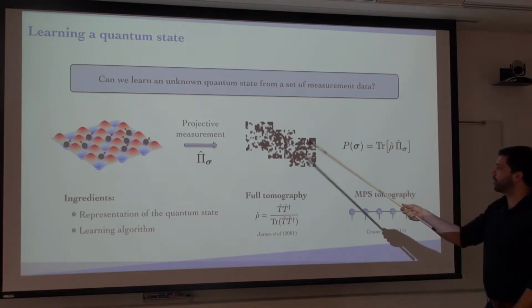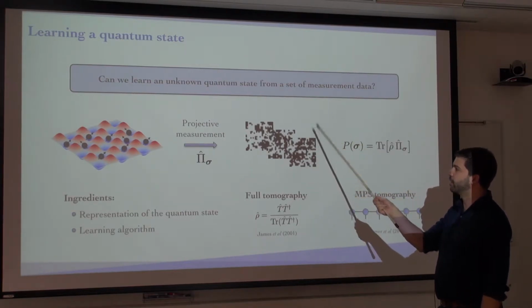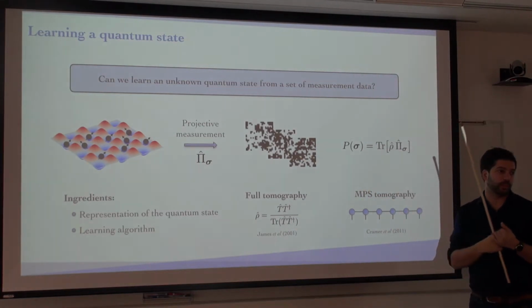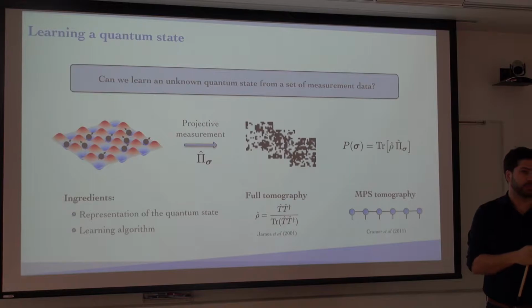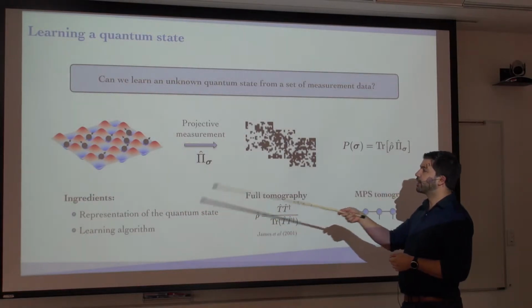So the idea is to engineer this back and get the state from the data. And there are two ingredients that you need to do that. First, you need the representation of the quantum state. That's what we want to get out of this whole process. And the other is an algorithm that extracts this information.